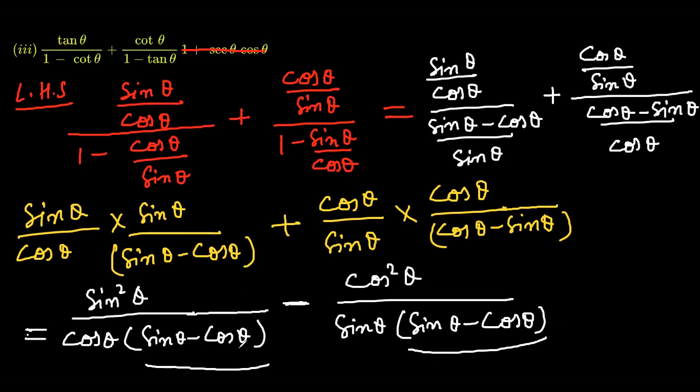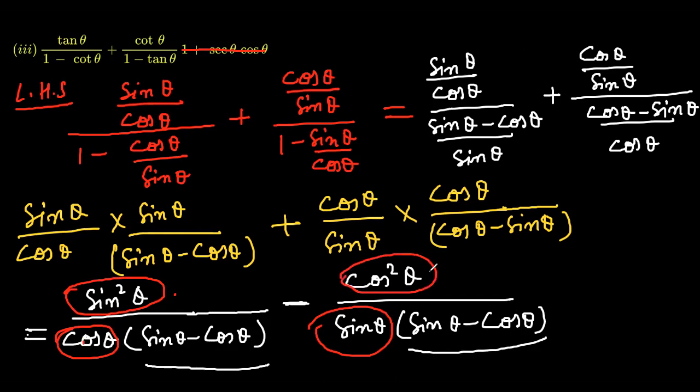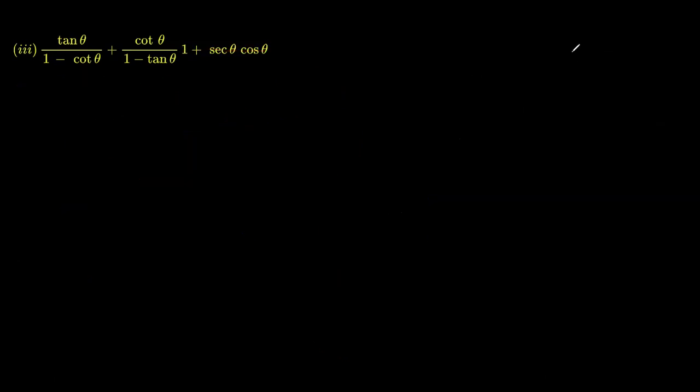Now we are going to write, because after taking LCM, this sine theta over here will get multiplied with this sine square theta. So this term becomes sine cube. And similarly, after taking LCM, this cos theta will get multiplied with this cos square theta to get you cos cube. You know why? Because the LCM is sine theta, cos theta, sine theta minus cos theta. So we're going to write LCM first. Let's see the expression.